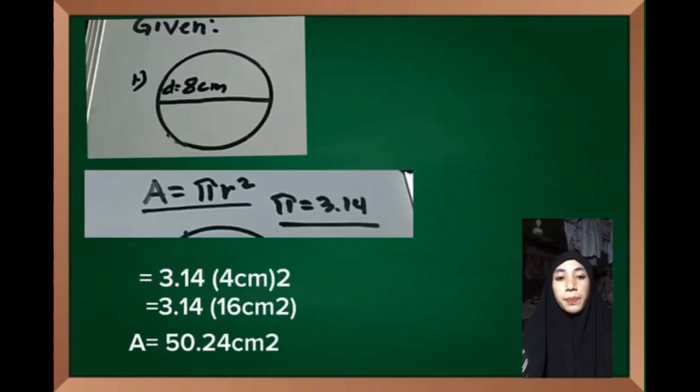The answer is 50.24. And now let's complete it. Let's put the unit, centimeter squared. So this is our answer. The area of a circle with a radius of 4 is 50.24 centimeter squared.